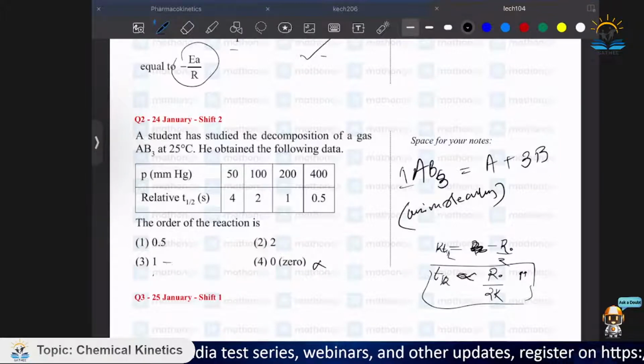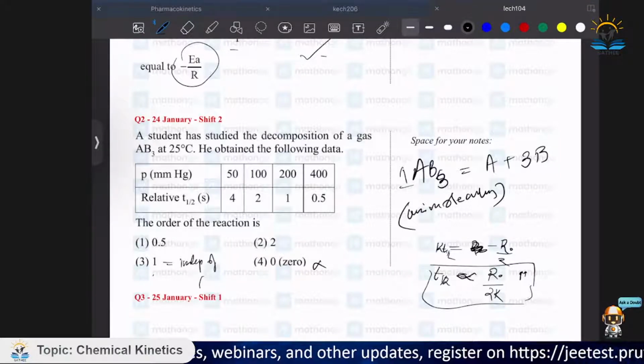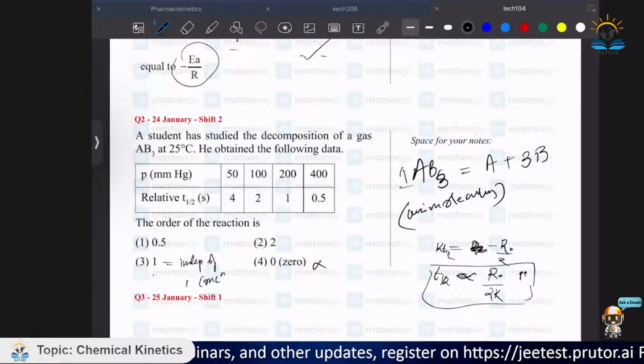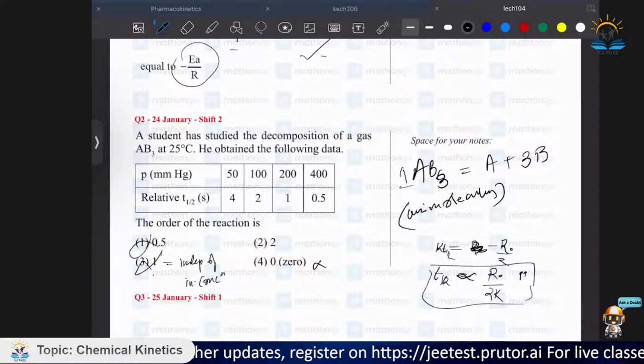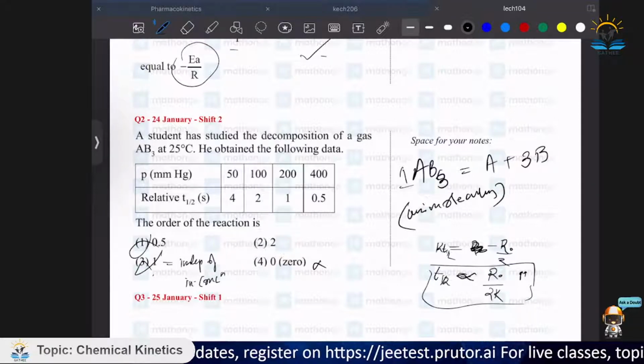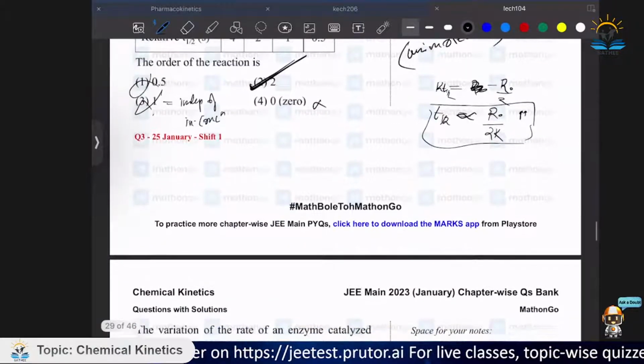For first order reaction, half life is independent of initial concentration. So this is also not the answer. 0.5 is not the answer either. So only one option is left. By elimination, we reach the answer: order is 2.